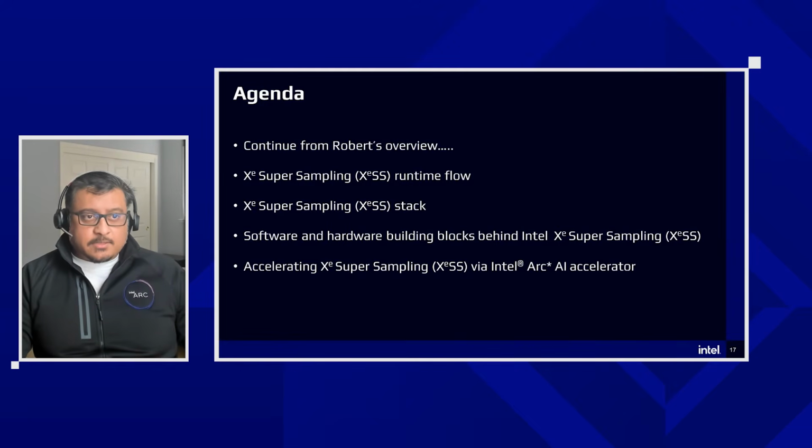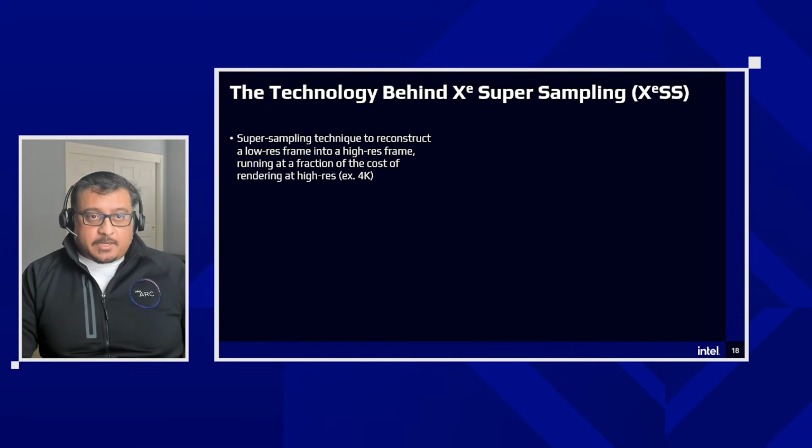The agenda for this section: we'll continue from what Robert talked about, the high-level overview. Then we'll briefly talk about the runtime flow of XeSS via DX12 and the Intel software stack. Then we'll give a brief breakdown of the software and hardware stack behind XeSS, the building blocks for it, and briefly touch on the Intel AI accelerator that we are using to accelerate XeSS through Intel hardware architectures, especially Intel Arc devices.